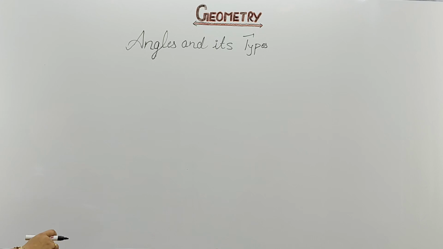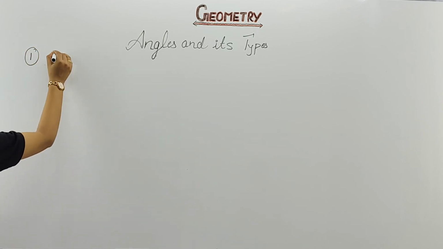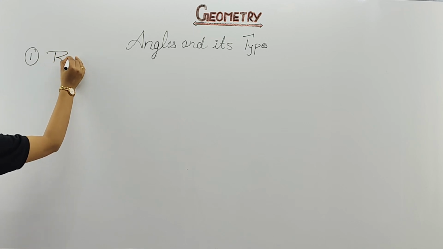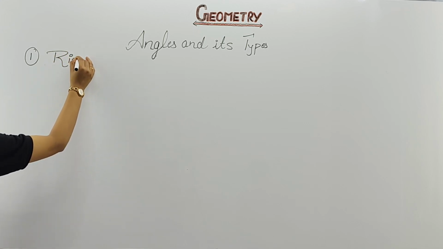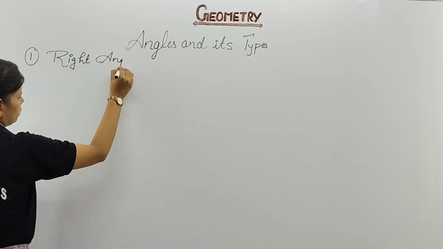Understood? So what is your first type? Please note it down. Right angles, or you can write right angle.